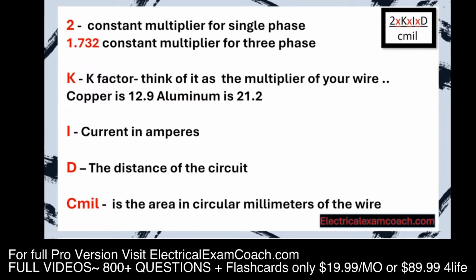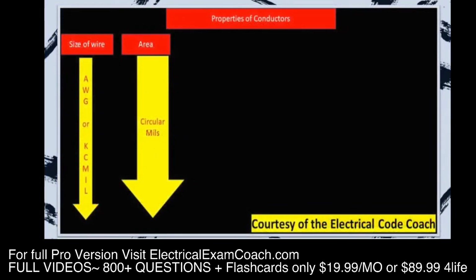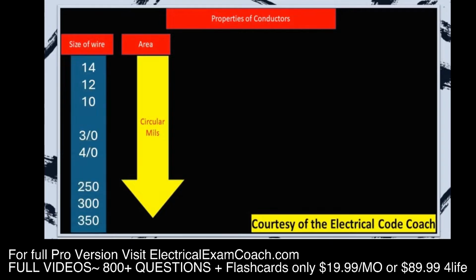To find the C mils of a wire, we need to head to Chapter 9, Table 8. It's toward the back of the book in the Chapter 9 tables. Go ahead and head there now. When we get there, we find that there's a lot going on with the table, but just like every other table, we only need to focus on what we need to focus on. On the left-hand side, we're going to find our size of wire, and you'll notice all of your familiar friends, 14, 12, 10, then it goes down into larger numbers like 3/0 and 4/0, then it goes into the kcmils, and that's where we get those circular mils from: 250, 300, 350.